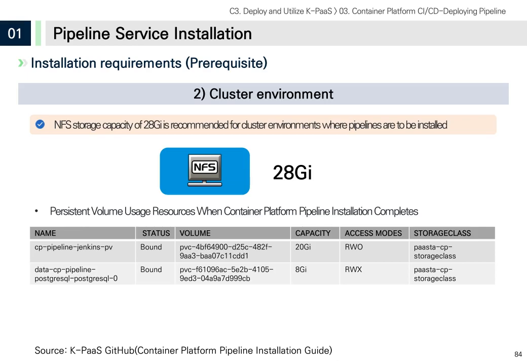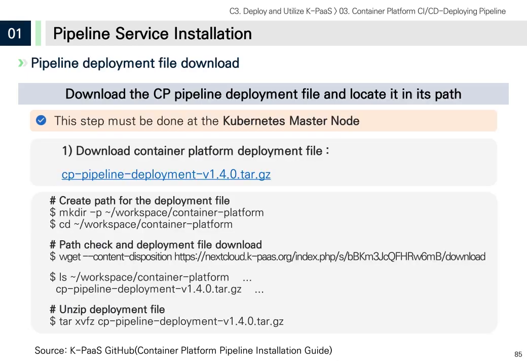Once you've finished setting up your environment for the pipeline installation, download the deployment file and place it in the path. This step must be done on the Kubernetes master node. First, create a path to download the deployment file inside the workspace folder. Create and enter the container-platform folder. Download the deployment file to that folder and verify the file path. Once the download is complete, unzip the deployment file.